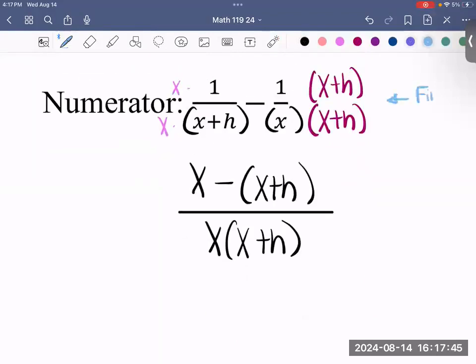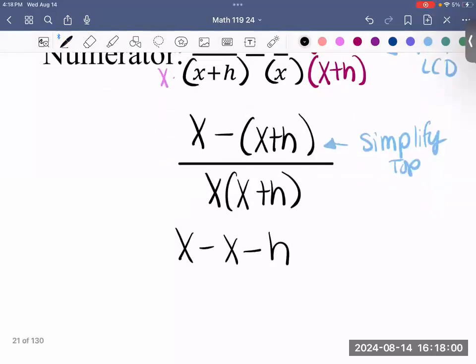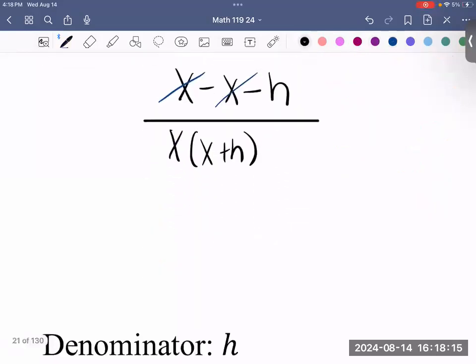So find an LCD is your first one. Then simplify your numerator. So let's see, we got x minus h. So distributing that negative throughout the entire parentheses. And then you'll notice that in your numerator, these 2 terms are going to cancel and you're left with negative h.